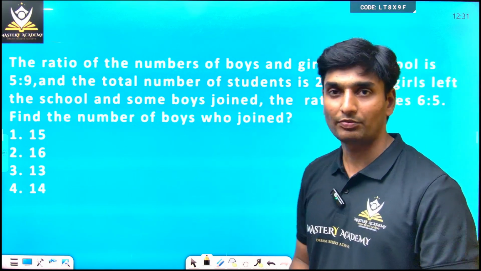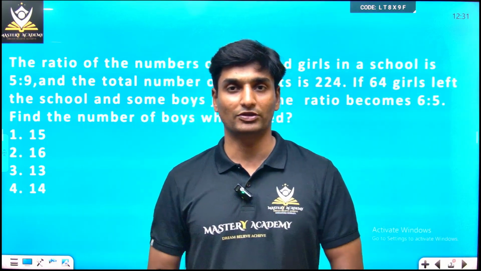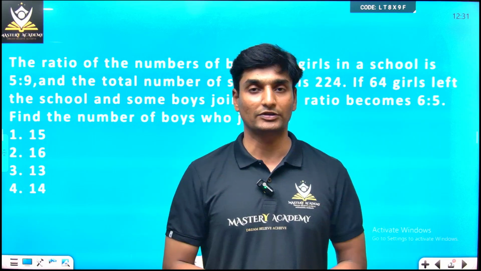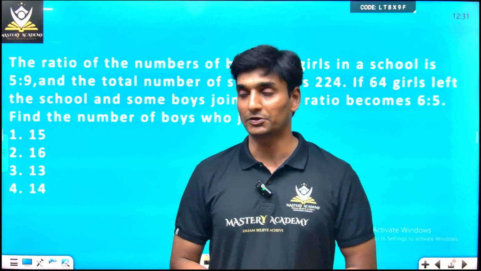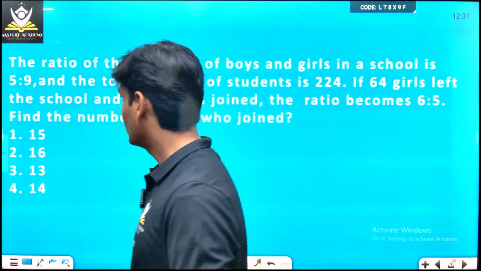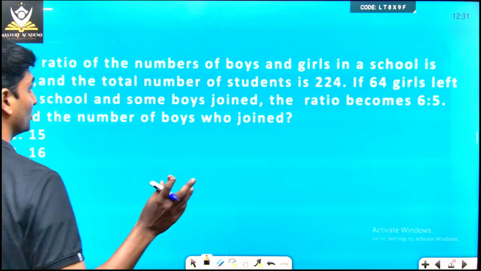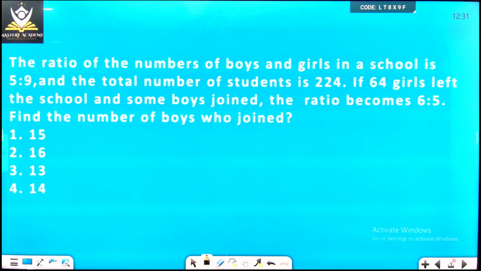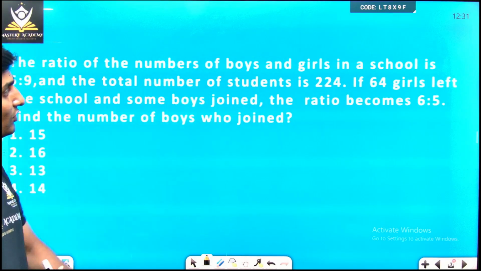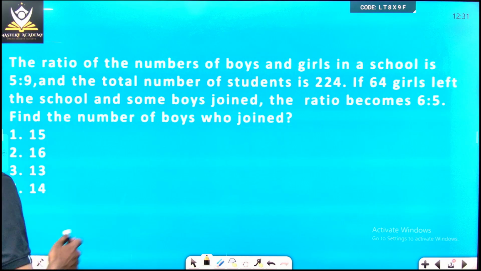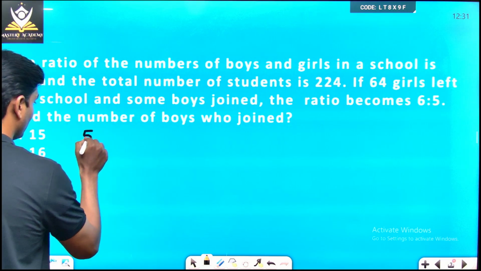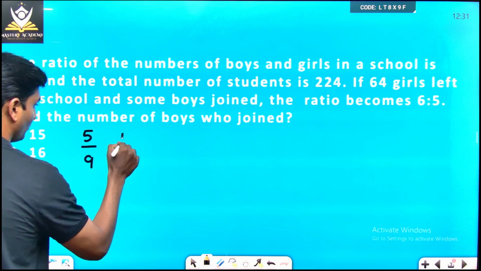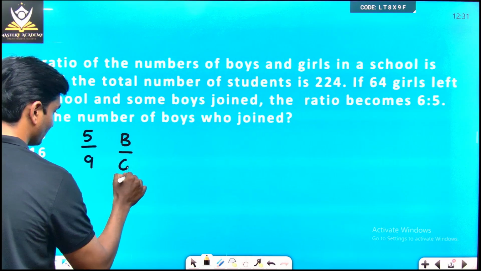Once again, a typical generic question on the basis of ratio and proportions that has been asked in the NQT examination. First understand the question. They have given us two ratios, initial and final. There is a group of boys and girls in a school. The initial ratio is given to be 5:9, the number of boys to the number of girls.